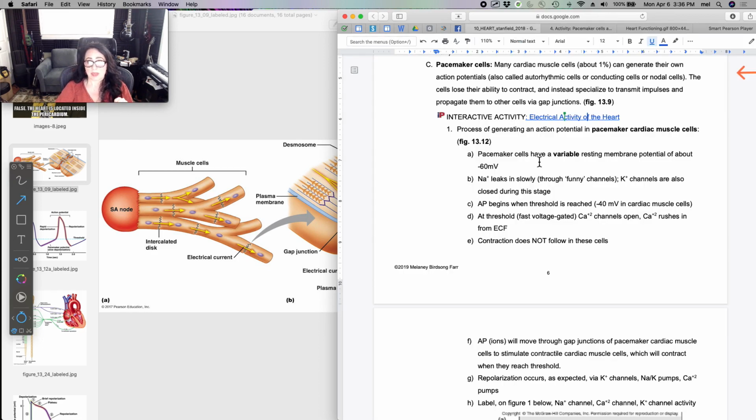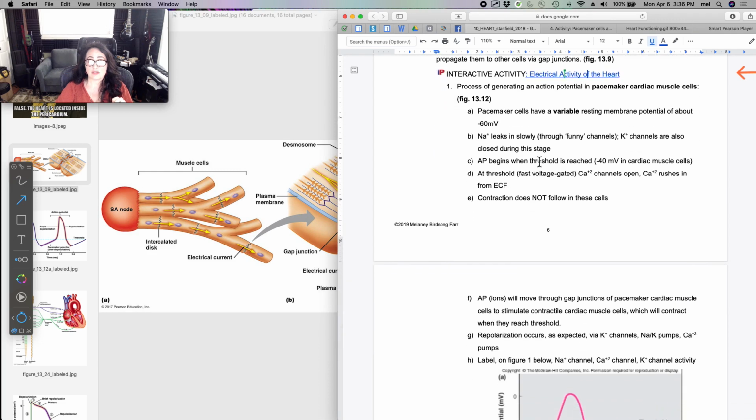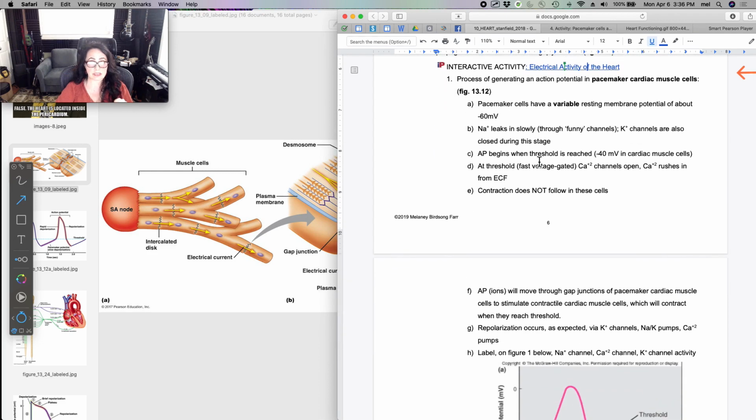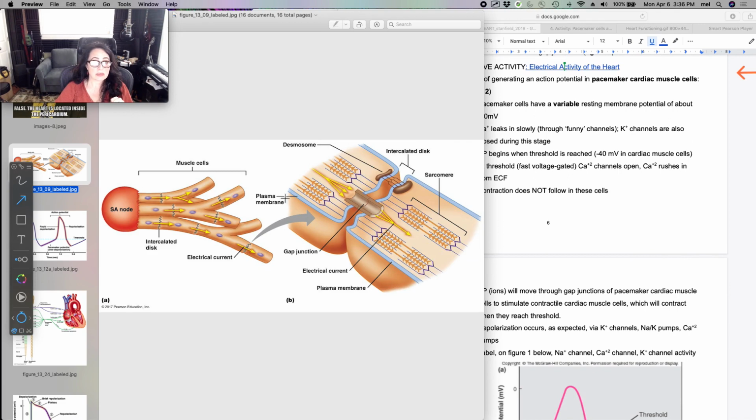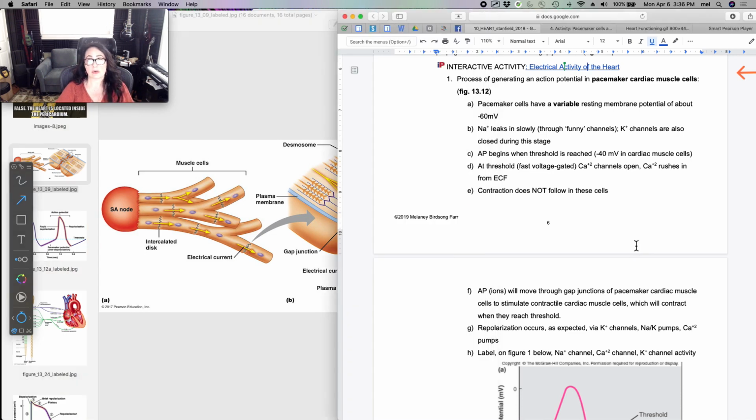Okay, so I want to talk about the process of generating an action potential in these pacemaker cells. We are not going to be in the contractile cells yet, so no real actin, no real myosin, nothing like that to consider. All we need to do is spontaneously generate an action potential and send it through gap junctions to our neighbors. And that's what's going to happen at the SA node and the AV node and all of the bundle and bundle branches.